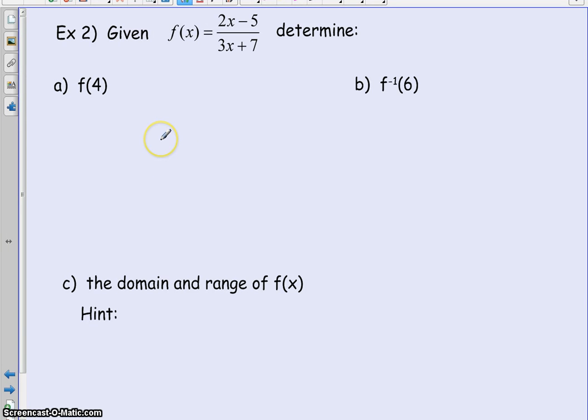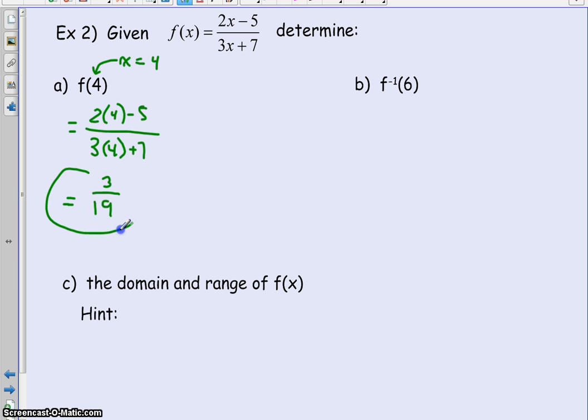All right, welcome back. I asked you to try and figure out f of 4 and f inverse at 6. So remember, f of 4 means that the x value in the function has been replaced with 4. So in this particular case, f of 4 is equal to (2 times 4 minus 5) over (3 times 4 plus 7). So 2 times 4 is 8, minus 5 is 3. 3 times 4 is 12, plus 7 is 19. So f of 4 is equal to 3 over 19.